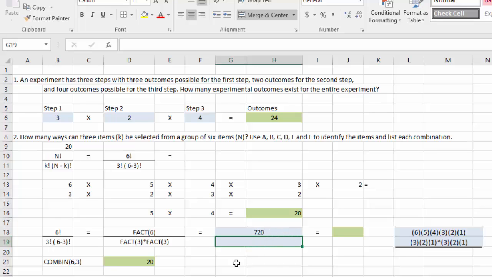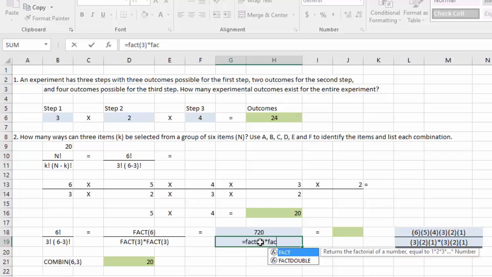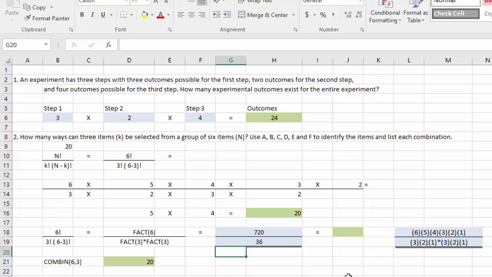Now this right here is saying, okay, you want to take the factorial of 3 times the factorial of 6 minus 3, or factorial of 3, and hit enter. And now we have 36. Again, we can validate this because we know how to do that: 3 times 2 times 1 times 3 times 2 times 1.